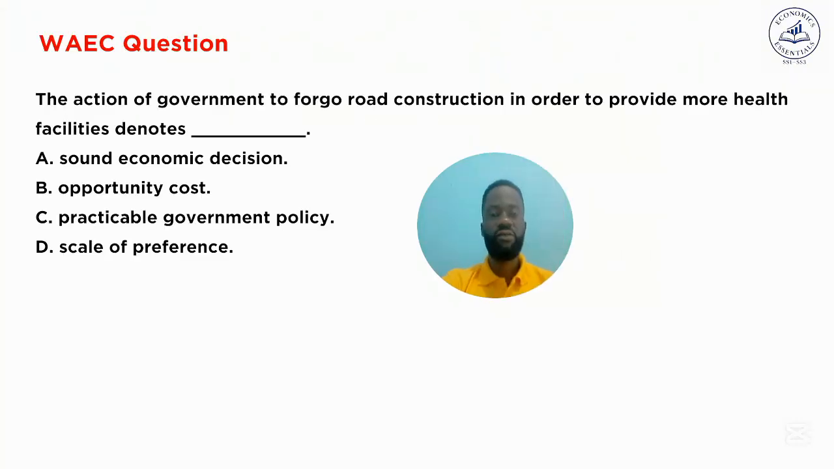Okay, first question. The action of governments to forego road construction in order to provide more health facilities denotes dash. Option A, sound economic decision. B, opportunity cost. C, practicable government policy. D, scale of preference. The correct option is B, opportunity cost.